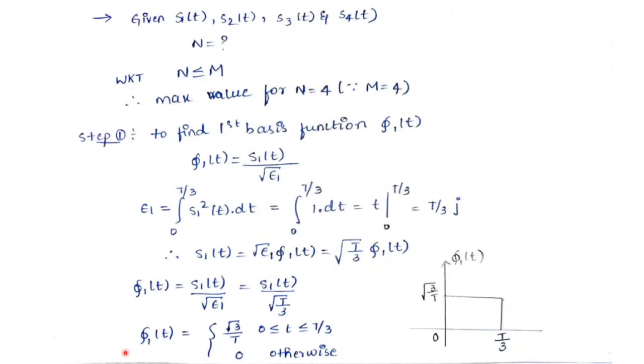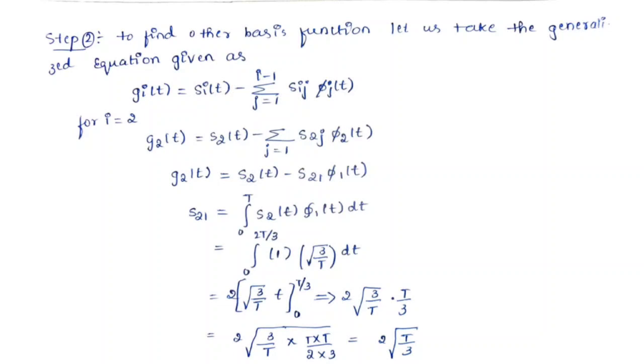Next, s1 of t is given as root of E1 phi1 of t, that is equal to root of T/3 phi1 of t. So substituting this s1 of t and E1 in phi1 of t, we get s1 of t divided by root of T/3. Plotting the graph based on these functions, we get this graph, and phi1 of t is equal to root of 3/T for 0 less than or equal to t less than or equal to T/3, and 0 otherwise. So we will move on to step 2.